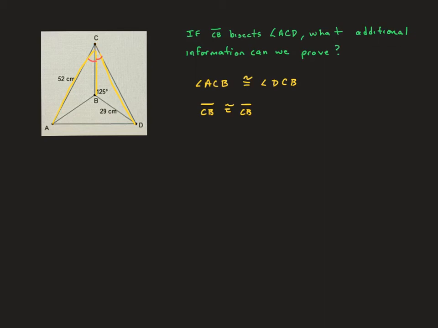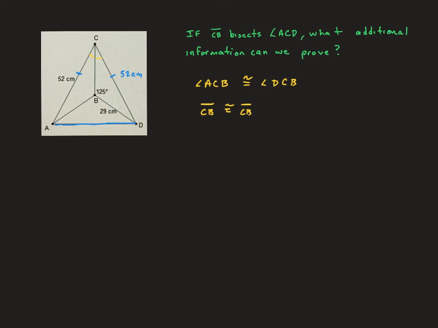Let's see, what else can I determine? If this angle and this angle are congruent, I believe we have an isosceles triangle here, so we're looking at 52 centimeters here. So 52 centimeters, and we have a base here, so AD is going to be the base of my isosceles triangle.